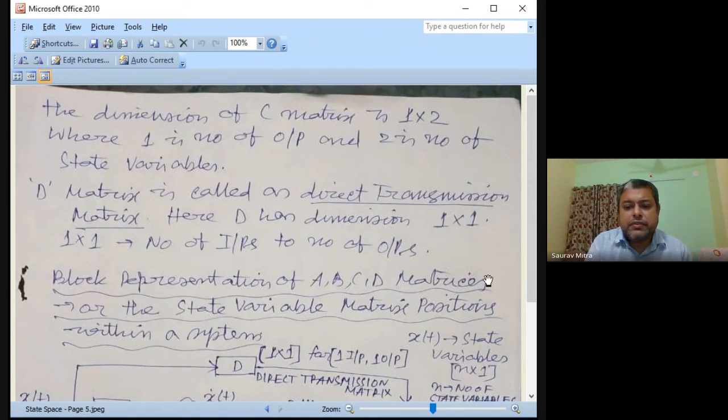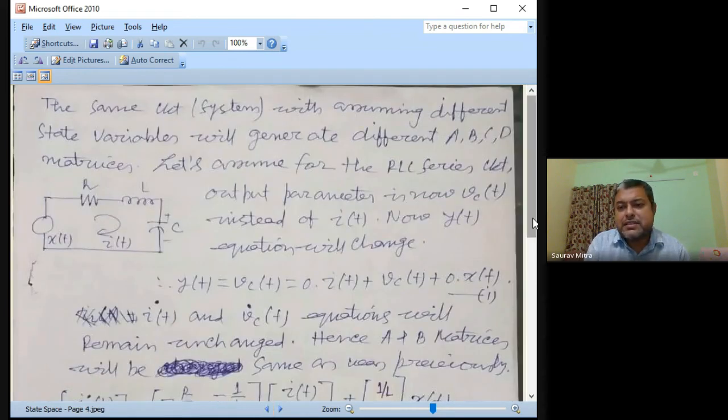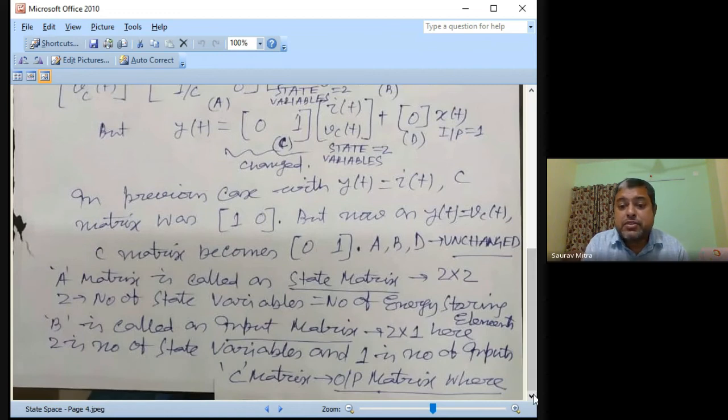So what is the dimension of the A matrix, the state matrix? It is n cross n. We have found that. What is the dimension of the B matrix, which is called the input matrix? It is n cross p.